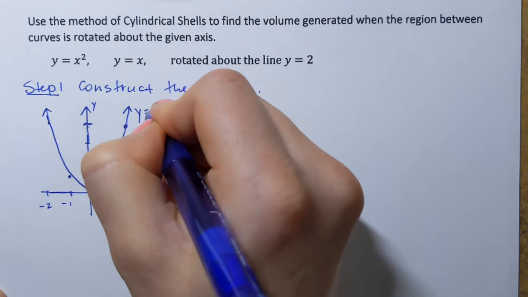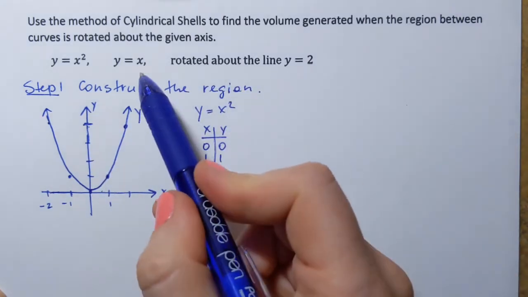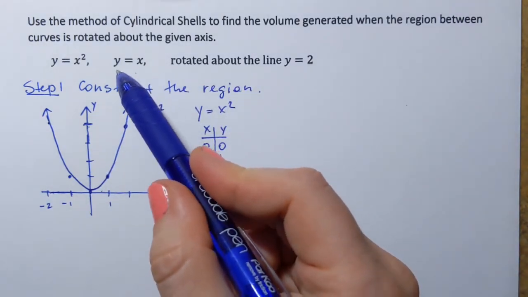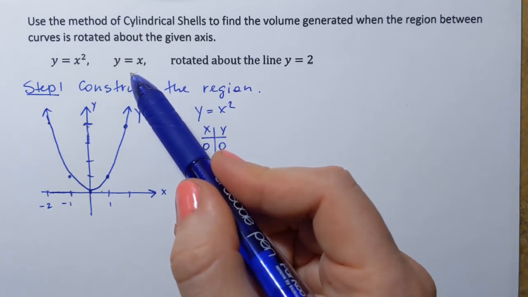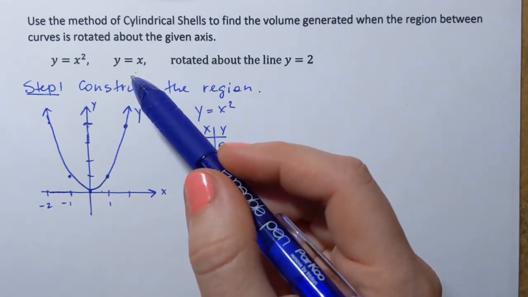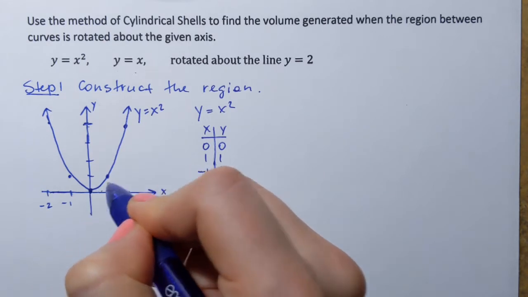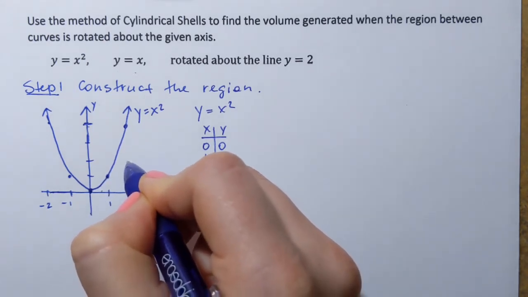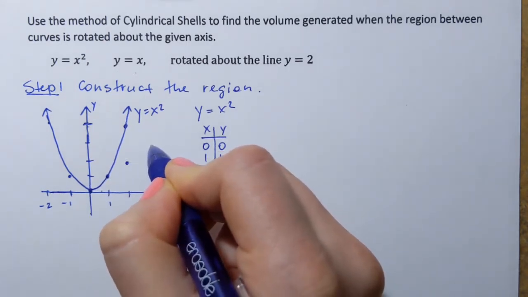Okay, so that's y equals x squared. And the second function is y equals x, so it's a straight line with points that have exactly the same x and y coordinates. So the points will be 0, 0, 1, 1, 2, 2, 3, 3, and so on and so forth.